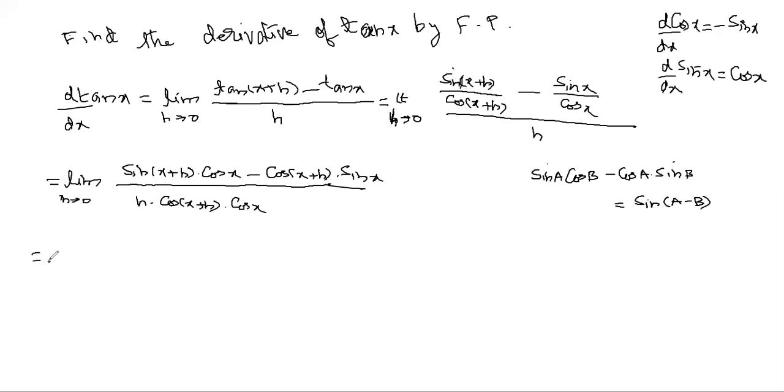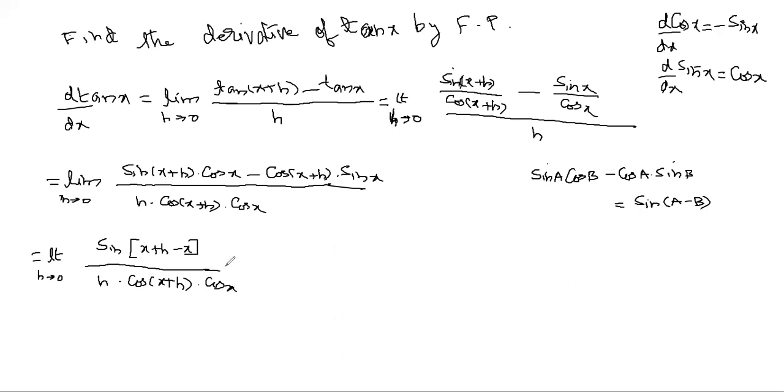So this will become, limit h tending to 0, the numerator will become sin(A minus B), where A is x plus h and B is x, so sin(x plus h minus x), divided by h into cos(x plus h) into cos x.